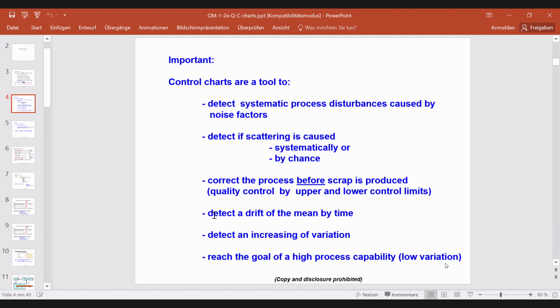Well, what can you do with control charts? You can detect a drift of the mean over time. You can detect the increasing of the variation. So if the variation is going bigger and bigger, you can see this on the control chart. And you can see if you reach the goal of a high process capability, this means a low variation. Process capability is calculated by the process capability factors, and here you have Cp and Cpk.